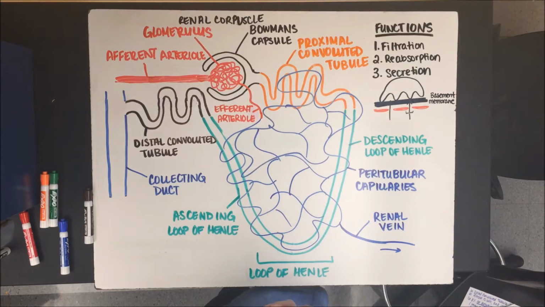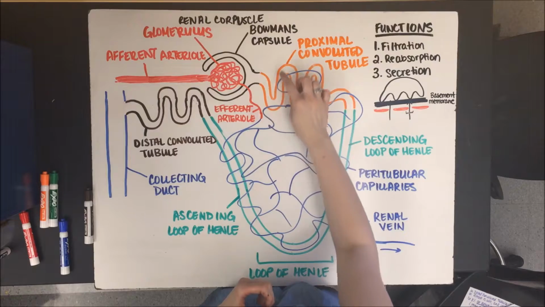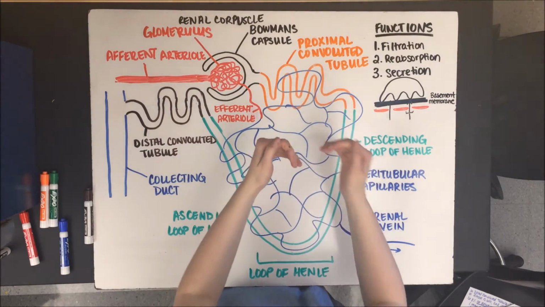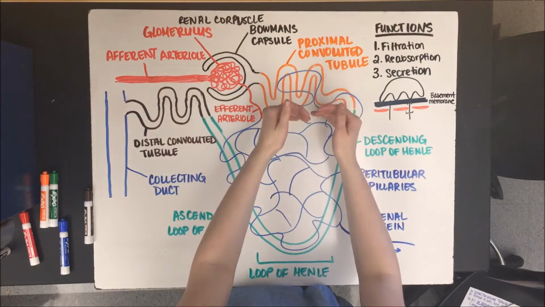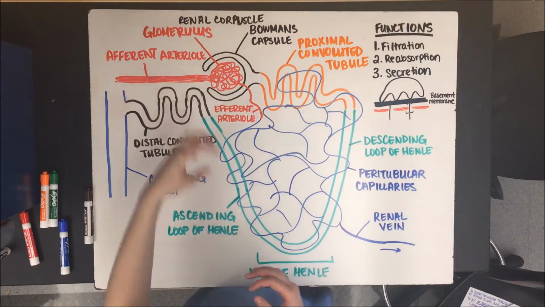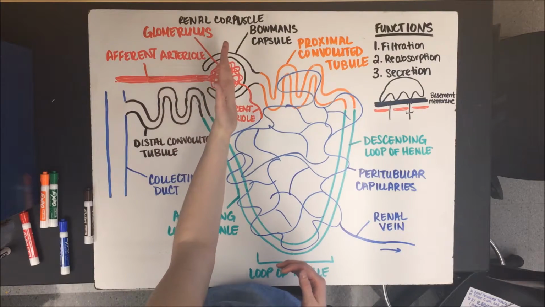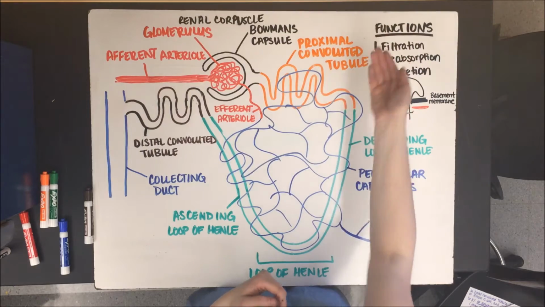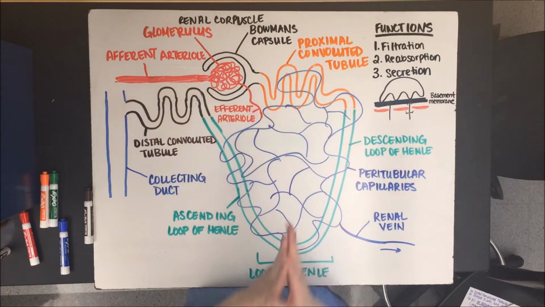So reabsorption means that we're going to take the components of the filtrate, both the solutes and the water, and push them from the tubule back into the blood through these peritubular capillaries. So we just went from blood vessels to the tubule. Now we're going from the tubule back into the blood vessels in the second capillary bed, the peritubular capillaries.